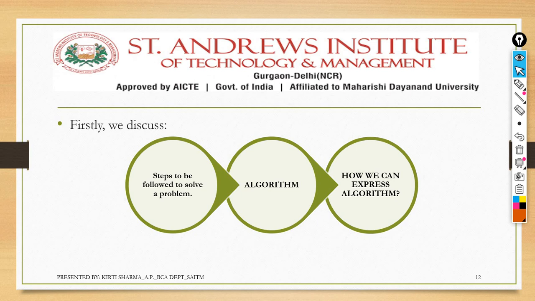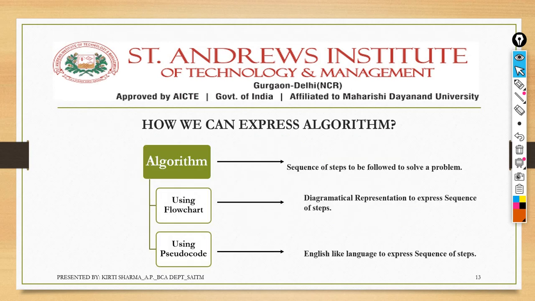Before discussing these things, we need to know about the steps to be followed to solve a problem, that is, the algorithm, which we have already discussed. Now the question is how we can express algorithms. There are two ways to express an algorithm: first with the help of a flowchart, and second with the help of pseudocode.